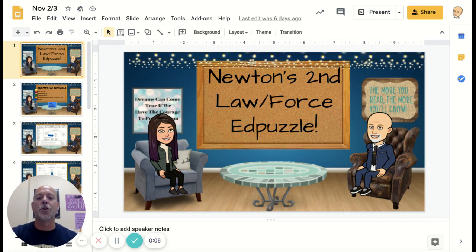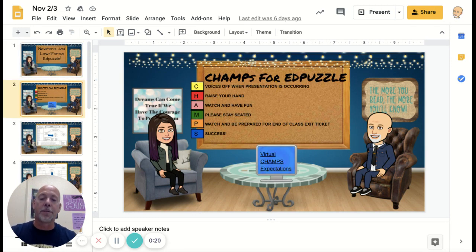Today we're covering Newton's second law, force. Newton's second law of force is very important. We're going to tie in some of the things that we've already learned in the past, like acceleration. And we need to go through our champs really quickly for this Edpuzzle.